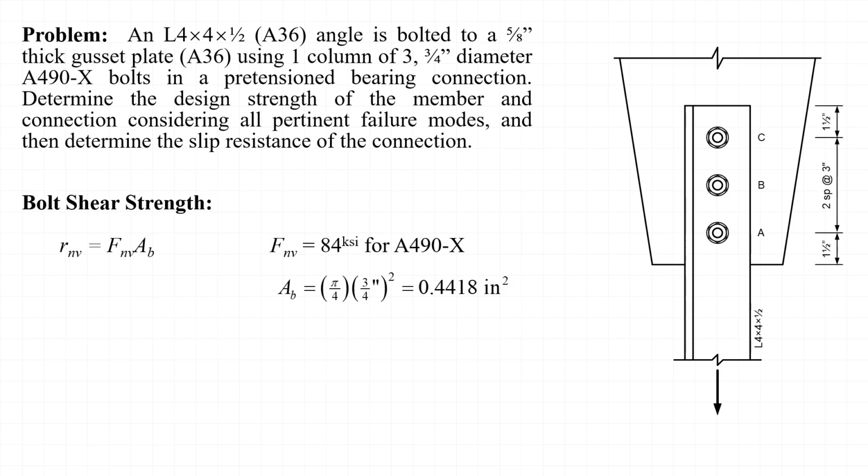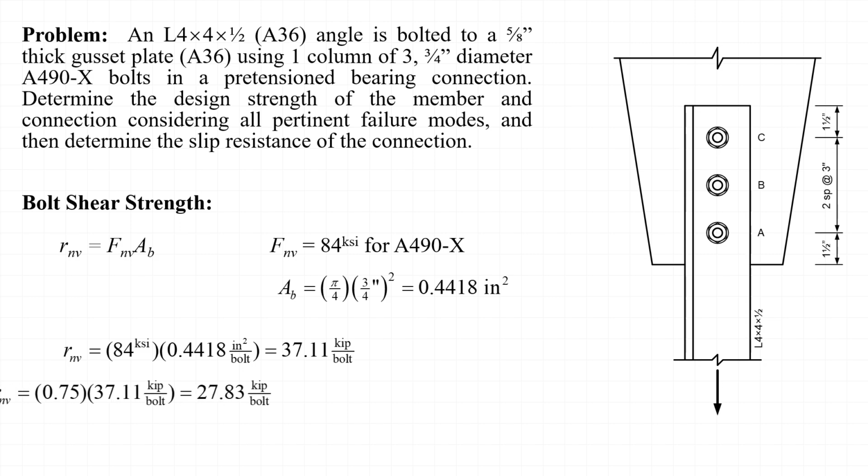Next, we can calculate the body area of the bolt, A sub b, and for a 3/4 inch diameter bolt, that is equal to 0.4418 inches squared. Then we can substitute those values into our equation and find that the nominal strength is equal to 37.11 kips per bolt. Applying a resistance factor of 0.75, we then find that the design strength is 27.83 kips per bolt. The strength of all 3 bolts is the same, 27.83 kips per bolt.